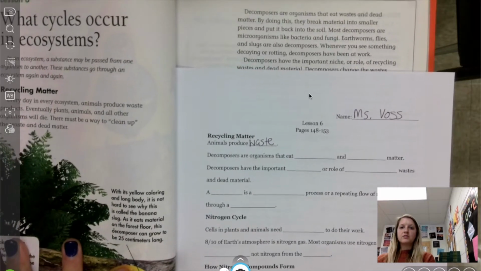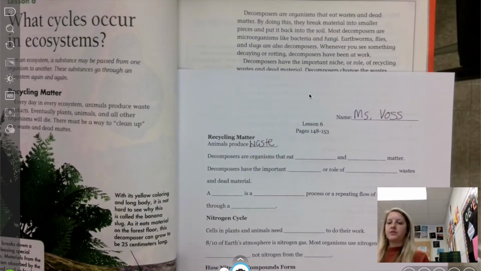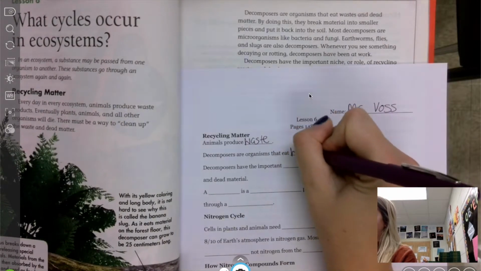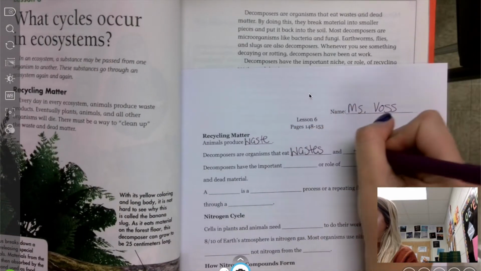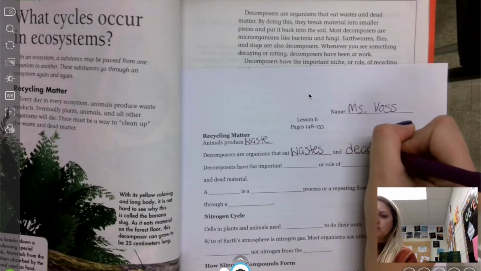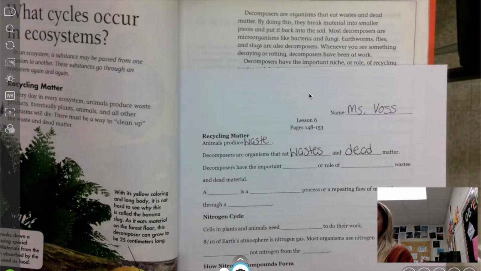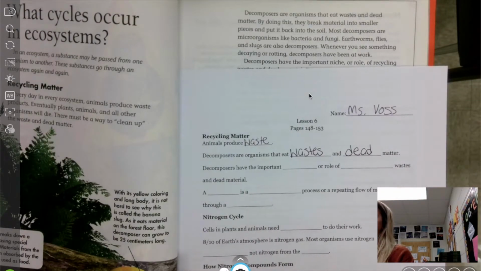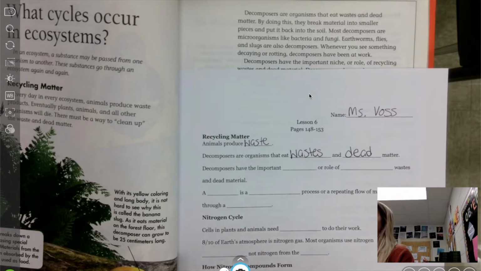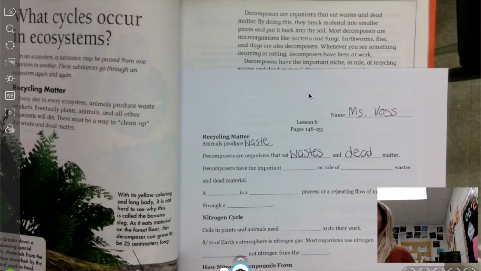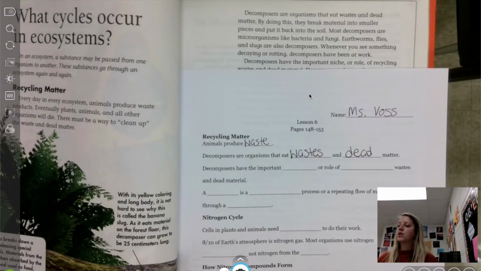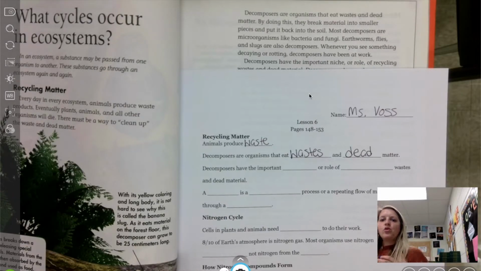Decomposers are organisms that eat waste and dead matter. So getting that down in our notes, so those are decomposers. By doing this, they break material into smaller pieces and put it back into the soil. Most decomposers are microorganisms like bacteria and fungi. Earthworms, flies, and slugs are also decomposers. Whenever you see something decaying or rotting, decomposers have been at work.